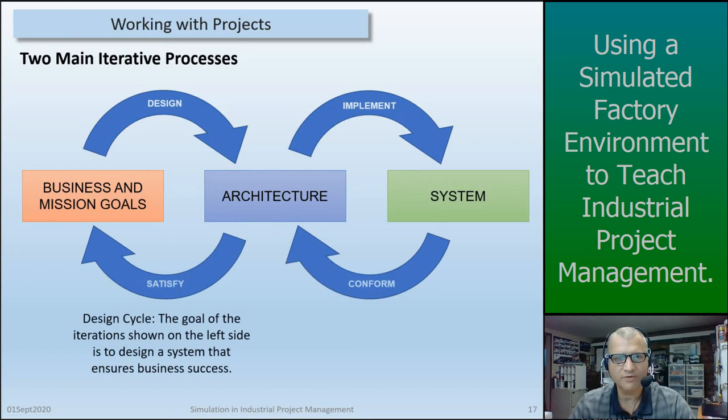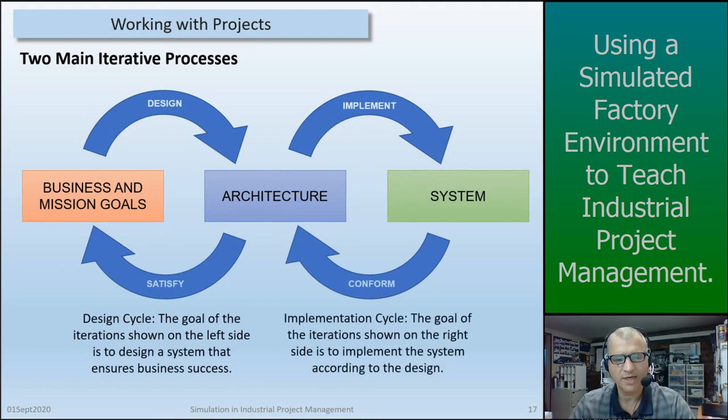So in that, we have 2 iterative cycles occurring. One is the design cycle on the left side, where we ensure that the mission goals support the architecture and the architecture supports the business goals. And on the right side, there's a similar loop between the architecture and the system. So that means that any change in business goals, architecture, or the system must be continually checked to ensure that the other 2 parts of the project are being met.